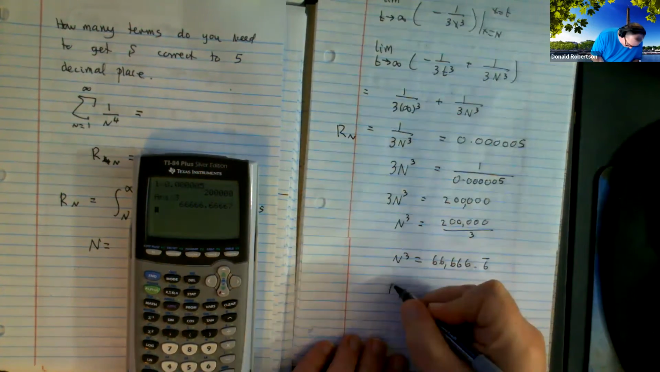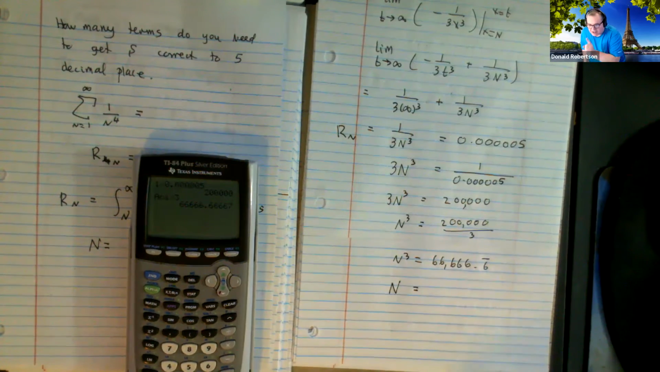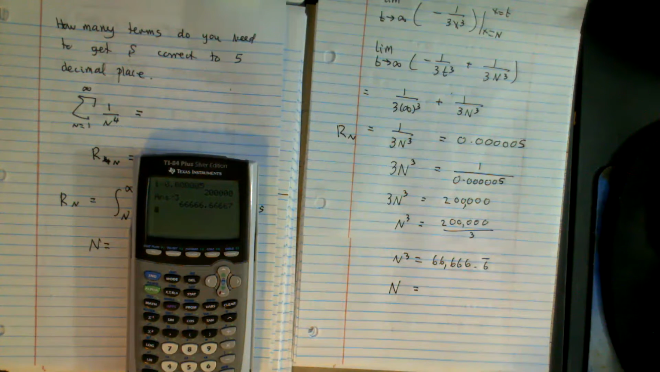Almost there. What do I do to both sides now to find n? Because n is how many terms you need to get the accuracy you ask for. So what do I do now? Take the cubic root. Okay.